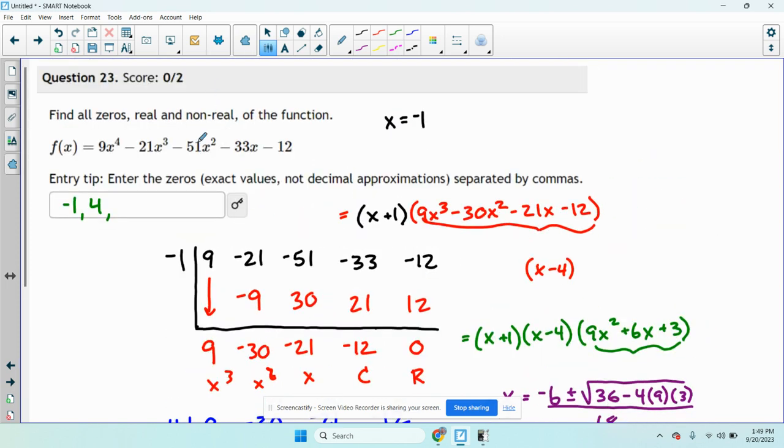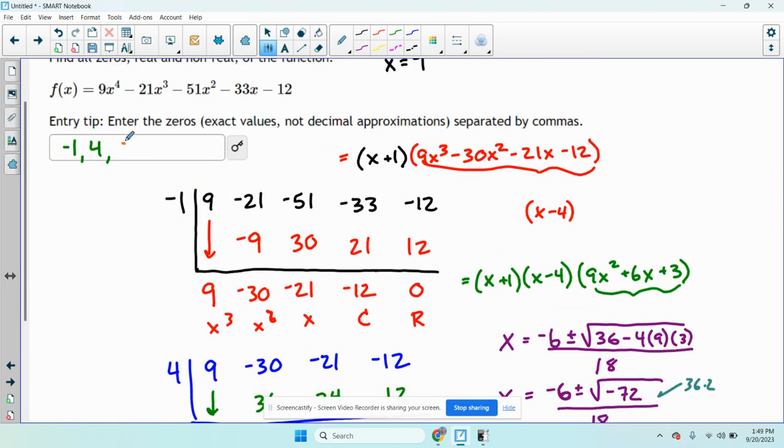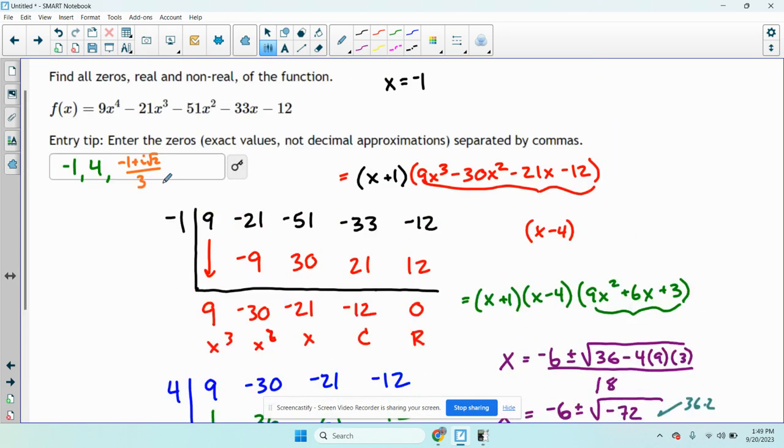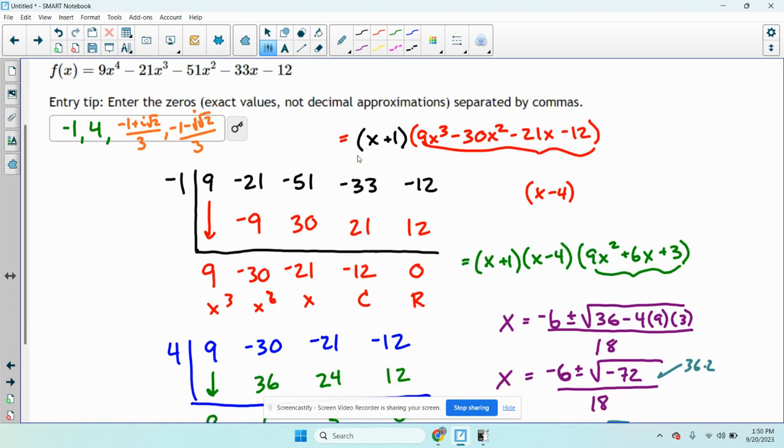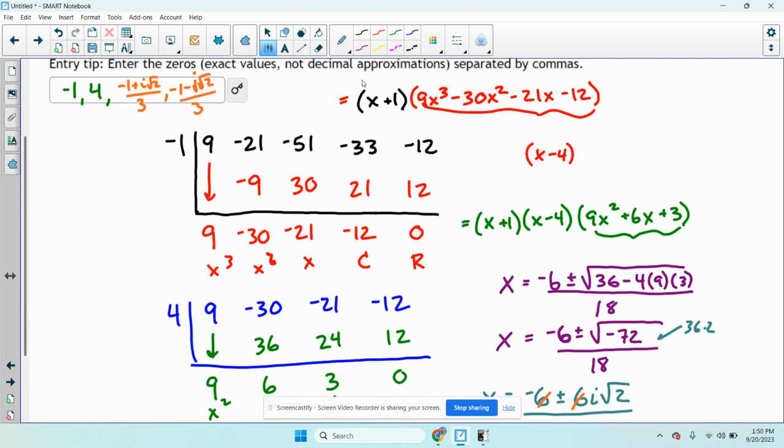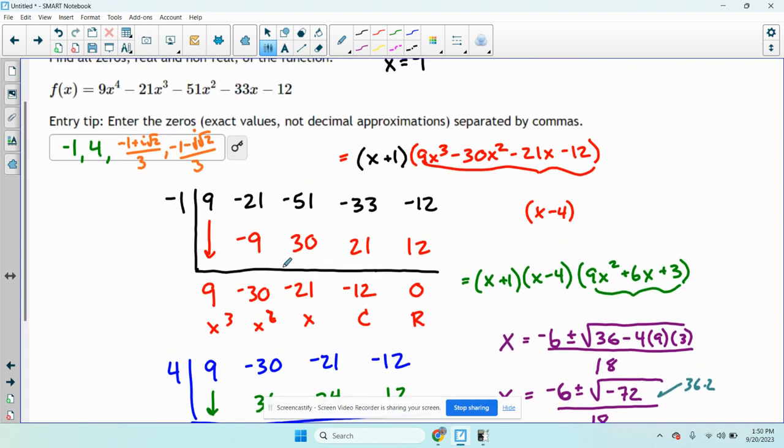So you're going to have to be careful when you enter this in. This is going to be -1 plus i root 2 over 3 and -1 minus i root 2 over 3. Quite a problem, but completely doable. Just have to factor out each factor one at a time. First from the original, and then the second time from the remainder after you factored out the first.